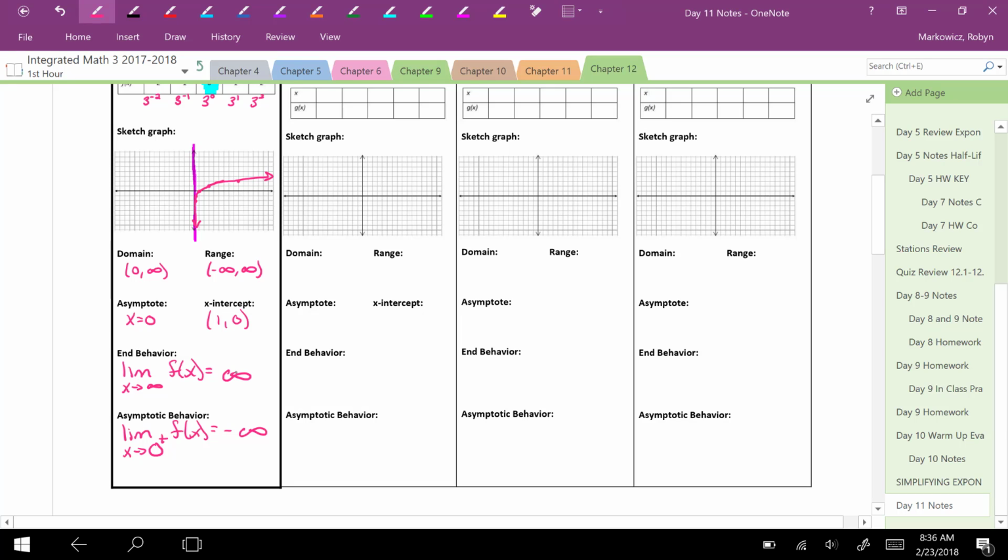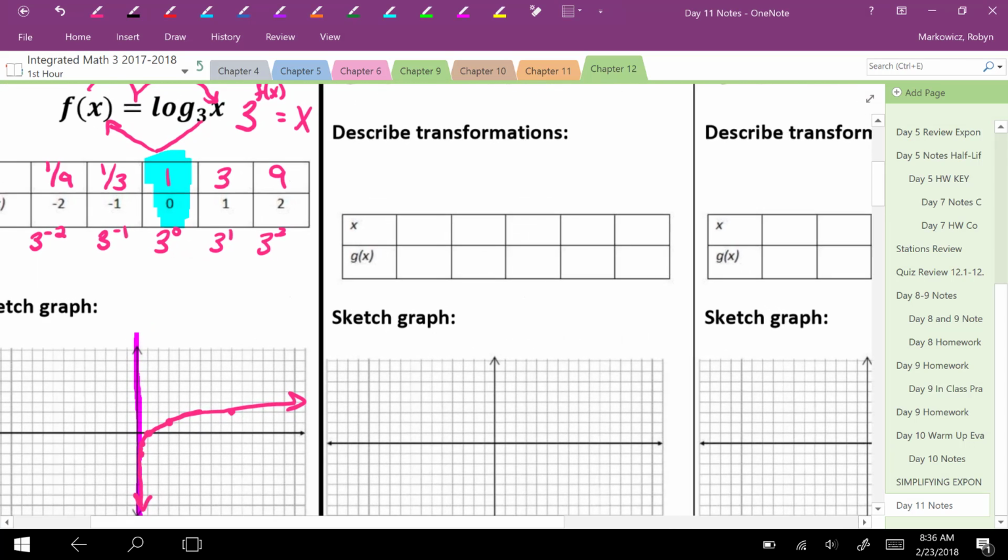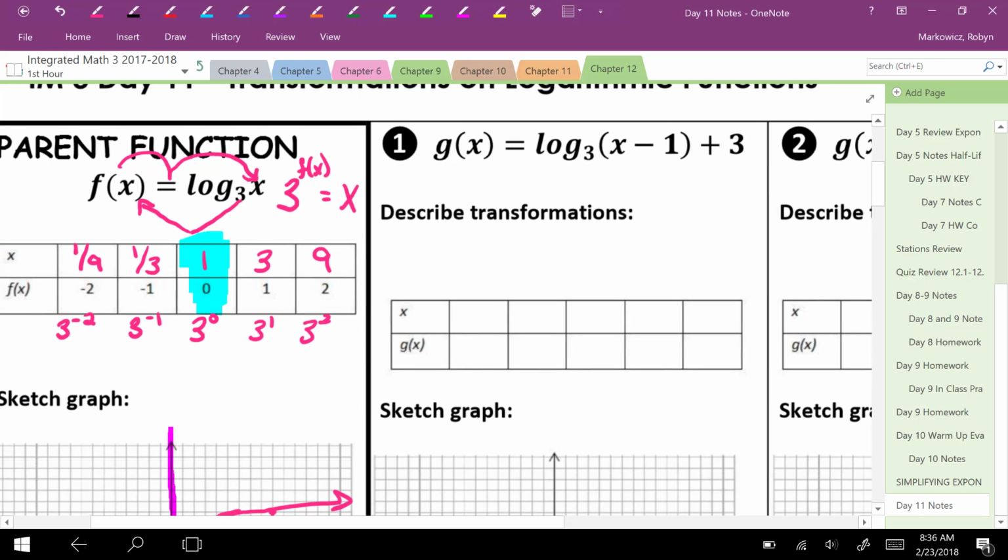Questions? No? We're okay? All right, so that's the parent function. We're going to use this for all our notes today, on this side at least. Yesterday we talked about transformations. Look at number 2. Who can tell me one transformation that we have? Right 1. So we get that right here. Right 1. And? Connor? Translation up 3. Good. Translate up 3.